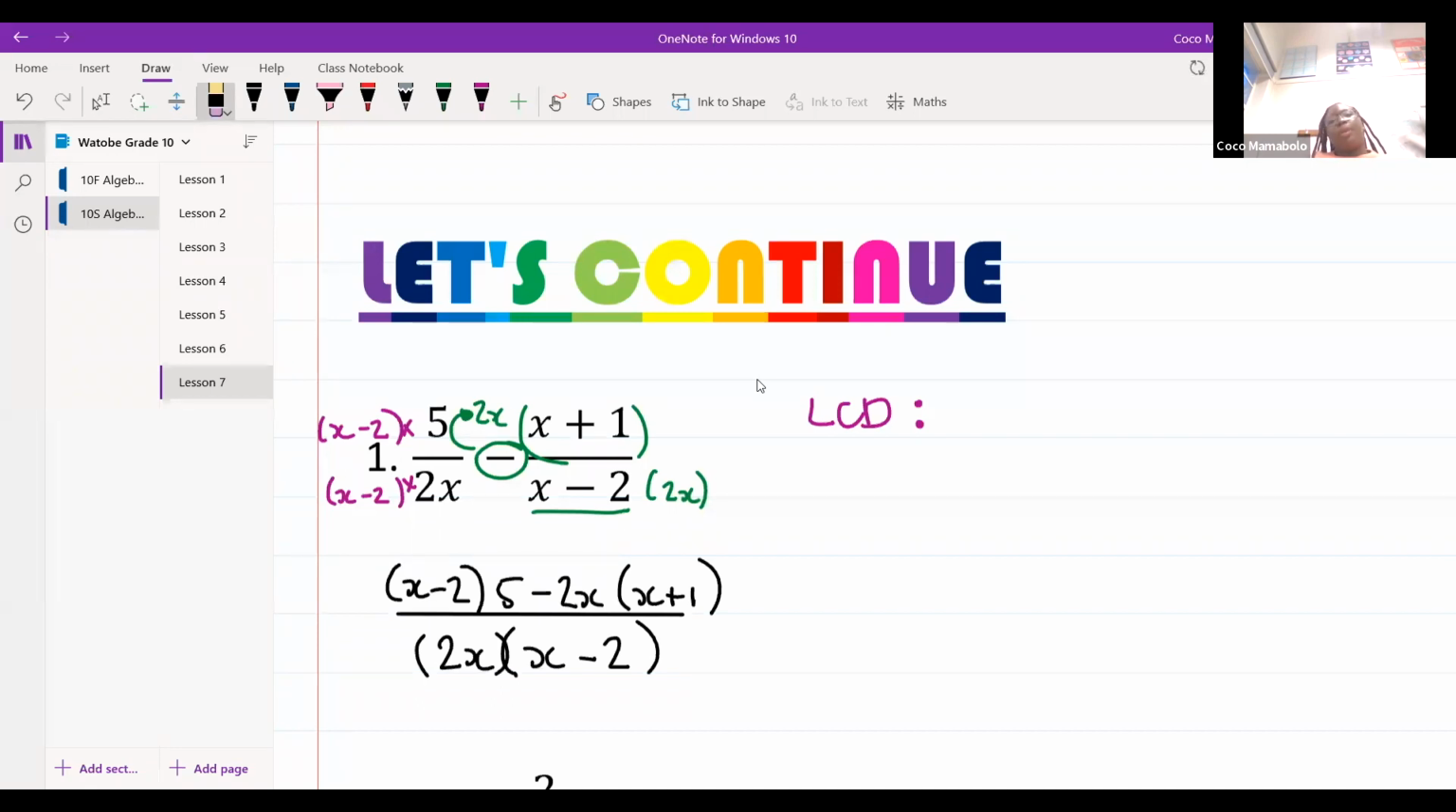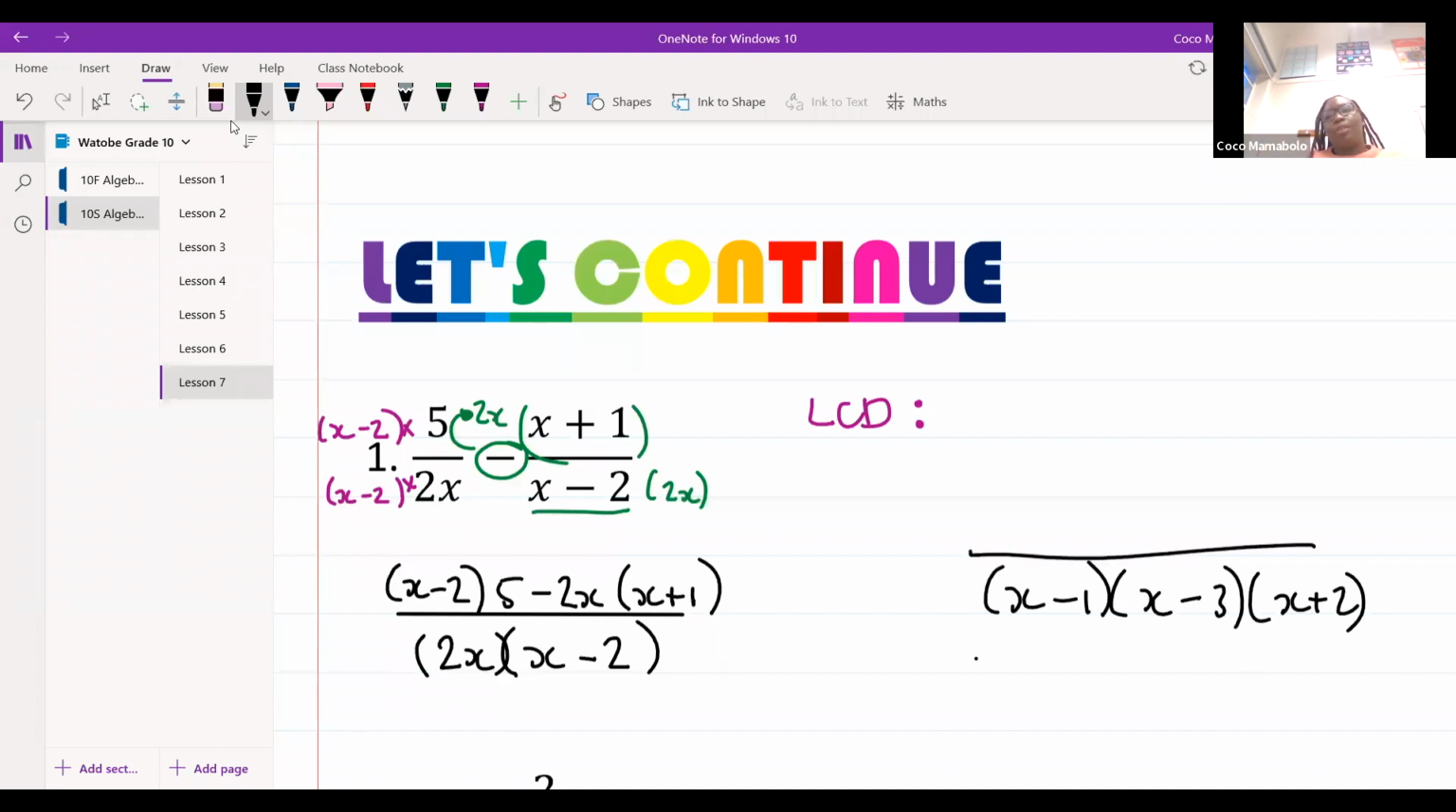Ma'am, I wanted to ask, would it be wrong if we were to distribute our 2x at the bottom before doing the top and the bottom thing? No, not at all. But remember, when we are looking at all of these, it's going to be a lot harder for me. Imagine, for instance, in part 2, my LCD was x minus 1 times x minus 3 times x plus 2. Now, if I multiply out, I'm going to get x squared minus 4x plus 3, and all of that multiplied by x plus 2. How am I going to see what's missing on the top? It's going to be very messy, and I won't be able to see what I'm missing. Do you understand what I mean?